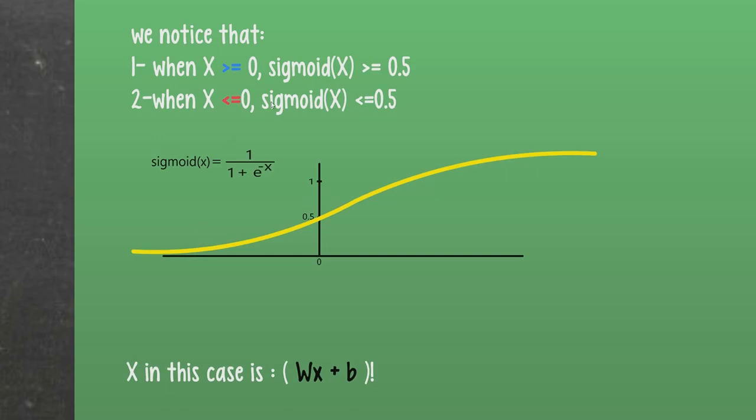So our x in this case is wx plus b, as we said before, because we are trying to define some hypothesis function with parameters that we can learn. And in this case, these parameters are the w and the b, the bias.